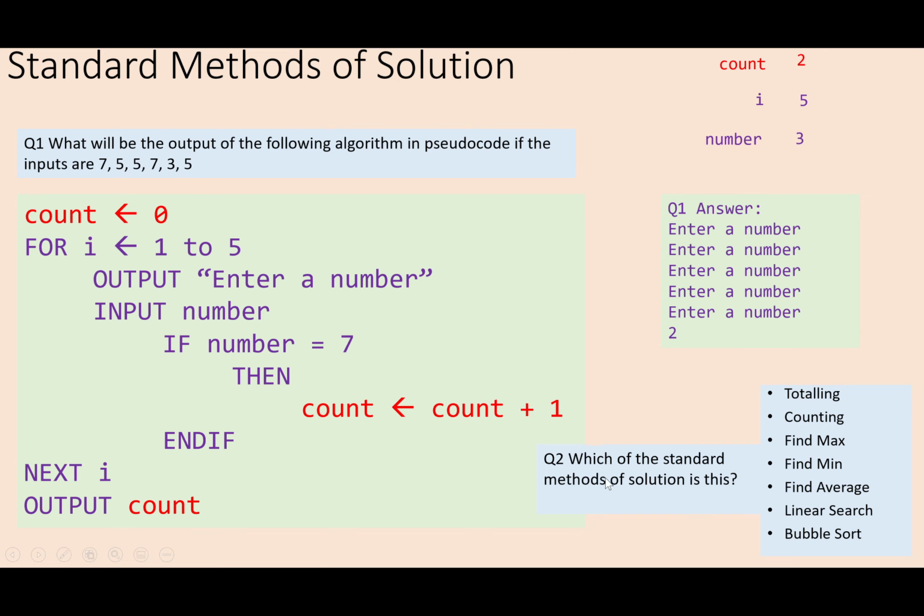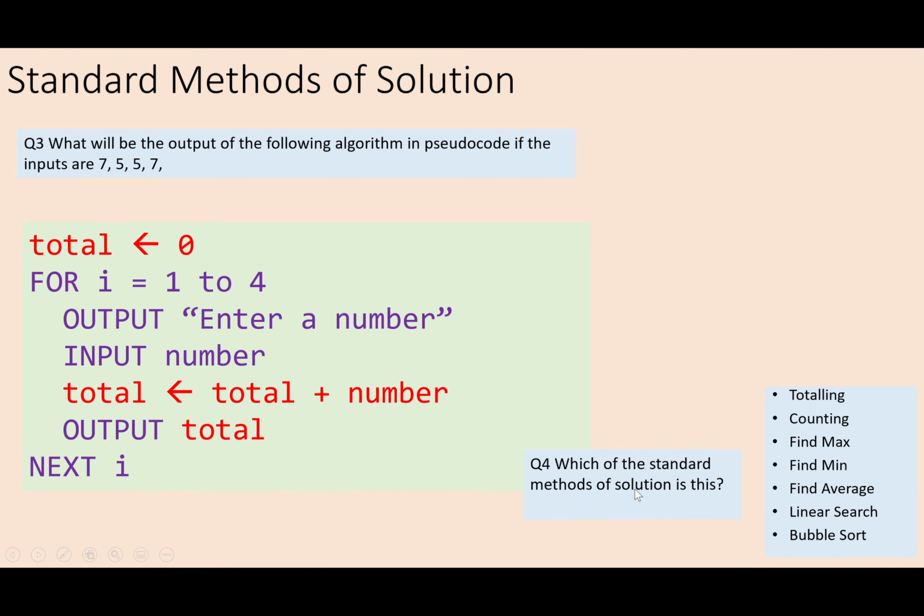So I think it's fairly clear, particularly from the algorithm, that we're counting. We're counting the number of times that 7 appears.